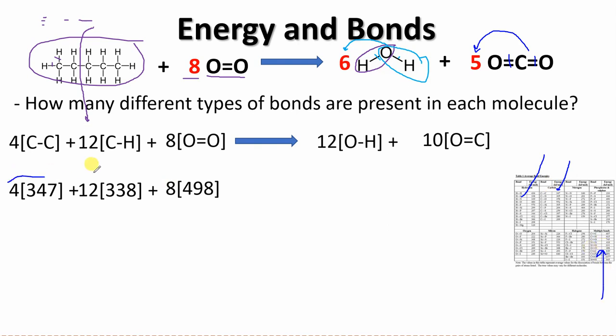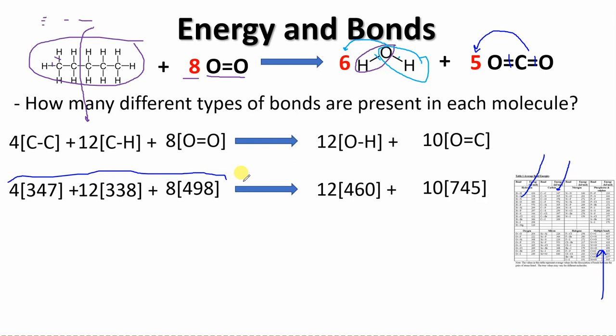In a second, we're going to total up mathematically what all those are equal to. So 4 times 347 plus 12 plus yada yada. We're going to add those up in a moment, but we'll deal with the other side here where we have 12 of these OH bonds. OH is worth 460. And then we have 10 of the OC bonds, and those are worth 745.